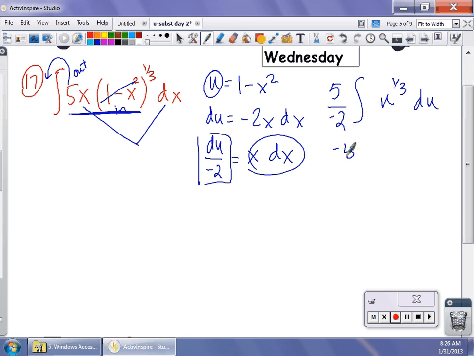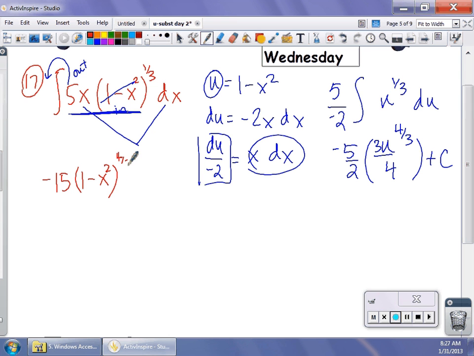There's my negative 5/2. I'm going to find the antiderivative, increase the power by 1. I get u to the 4/3 divided by 4/3. And there's my plus c. So when I clean that up and I come back in terms of x, I'm going to have negative 15. In place of u, I'm going to substitute my 1 minus x squared back in to the 4/3 power divided by 8, plus c.